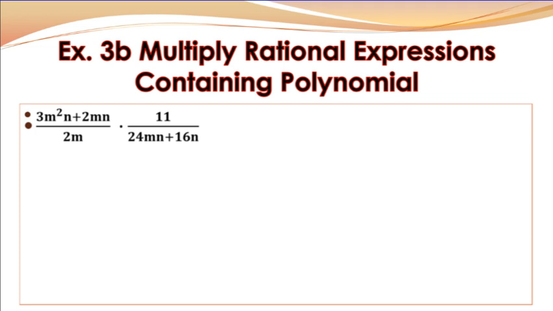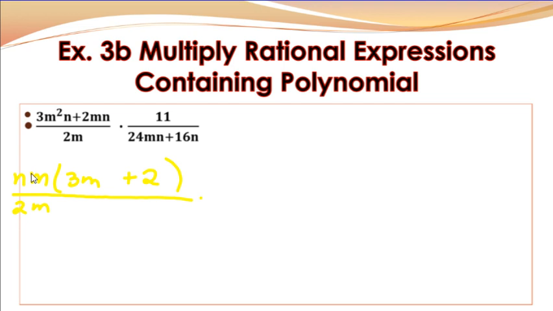Next one, here, let's factor first. Your other option would be if you just multiply straight across, but then you're making numbers a lot bigger. It might be a little bit difficult to simplify. So here on this side, I know I can factor out an m. That leaves me with 3mn plus 2n. I'll take out the n as well. And then the denominator, I have a 2m.